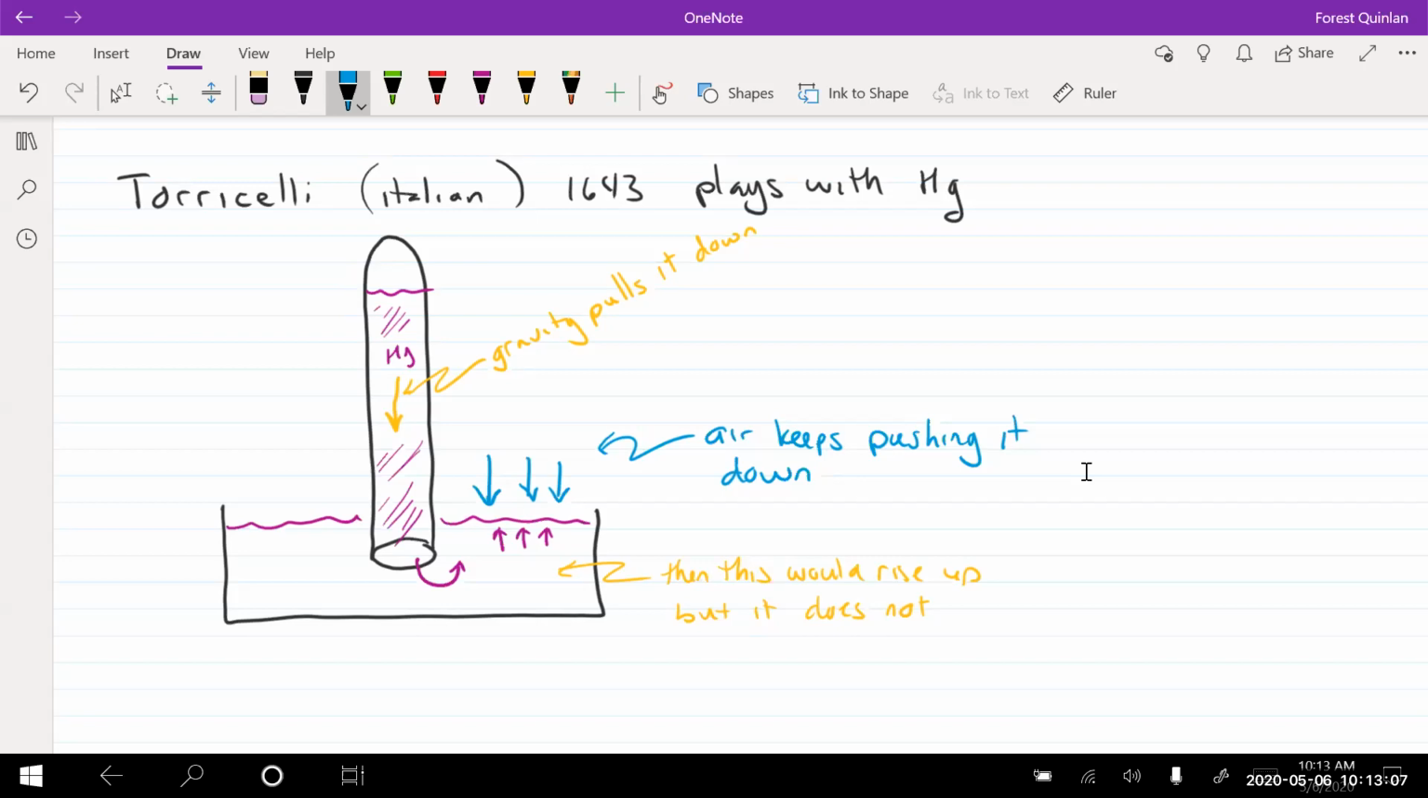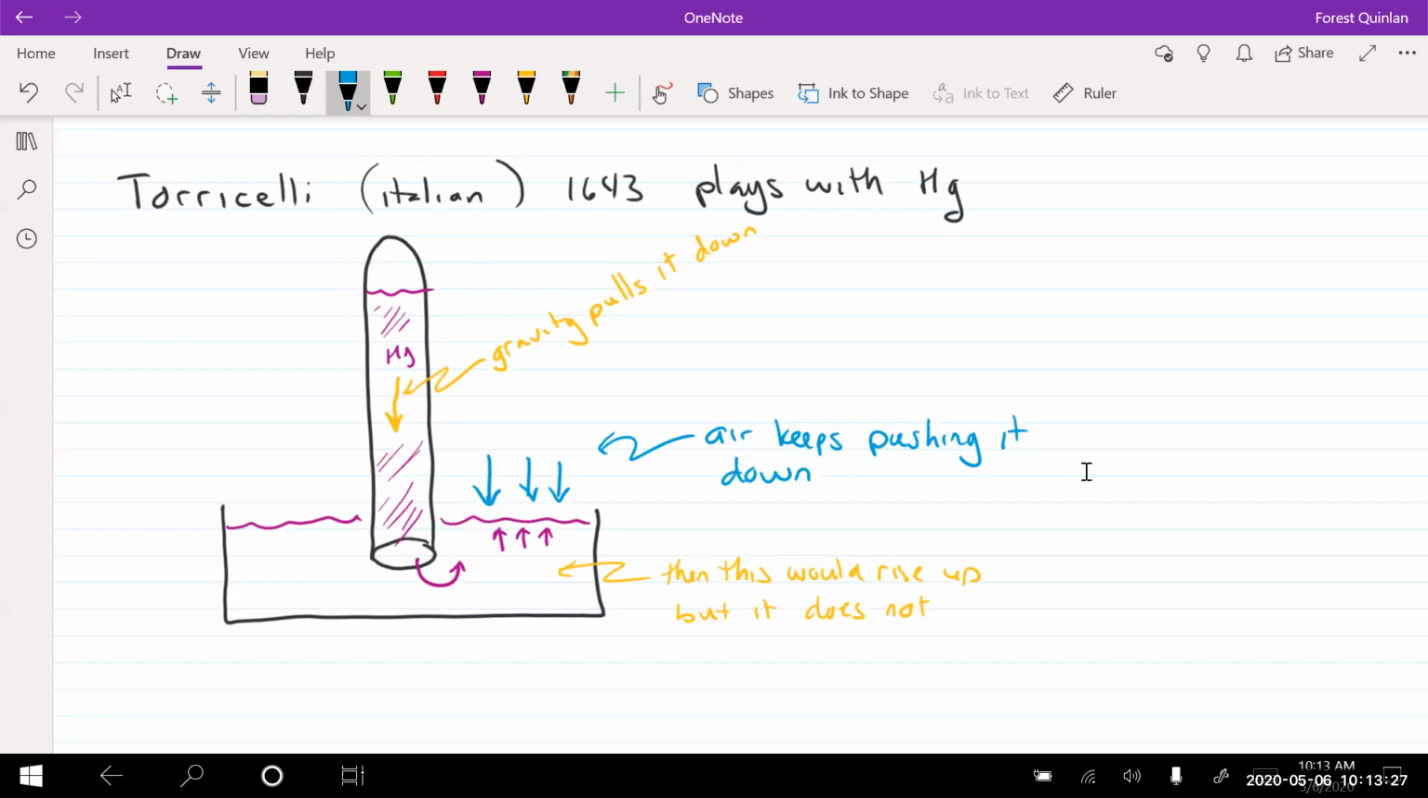So here we have this sealed tube of mercury. The mercury wants to fall out. It wants to get pulled down by gravity. It wants to go into the pool. But if it were to do so, the level of the pool would rise. It does not. And that's because there's a force on the outside pushing it down.